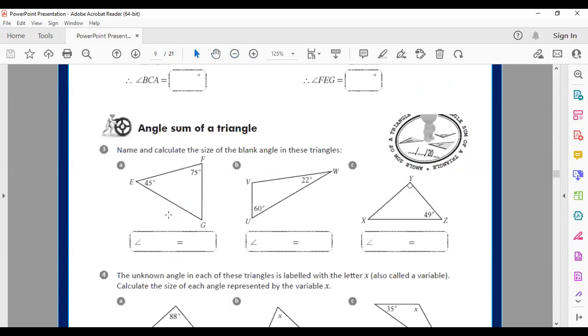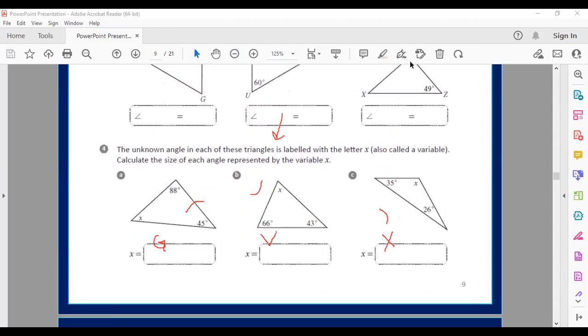Better still now. Name and calculate the size of the blank angle in these triangles. You know what they are asking, right? Just the blank angle. That is angle G. How much is it? Angle V. How much is it? Angle Z. How much? Sorry, X. How much is it? I'm going to leave you to do this. So finish up this page. Let's move on.